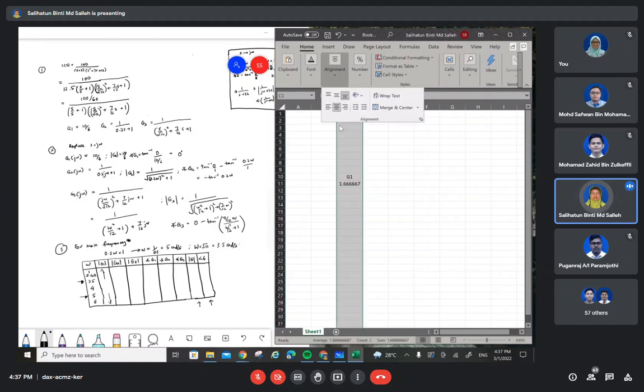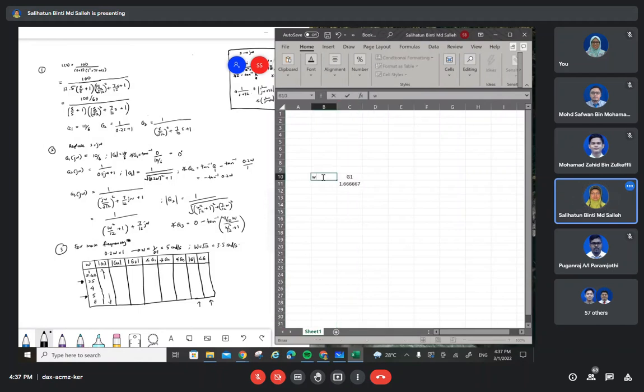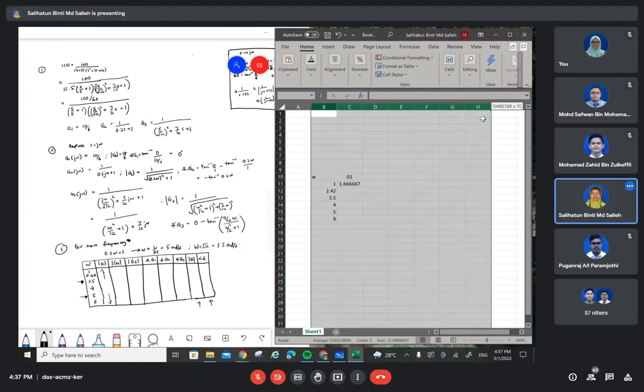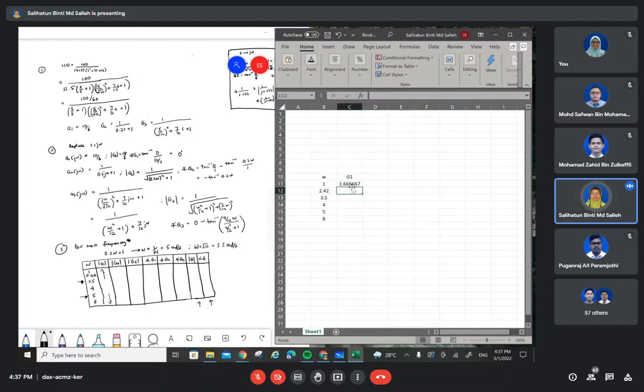And then we calculate for G2. This is omega, let's say W. 1, 2.42, 3.5, 4, 5, and 8. Now we calculate this one, all omega, all same value. Now we find for G2. For G2, we need to copy the formula.